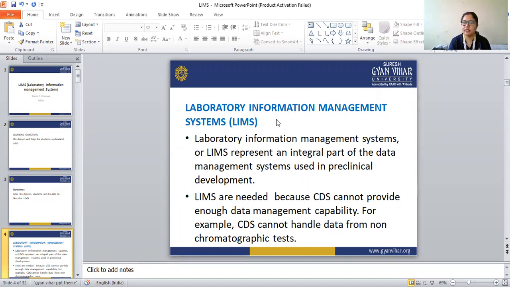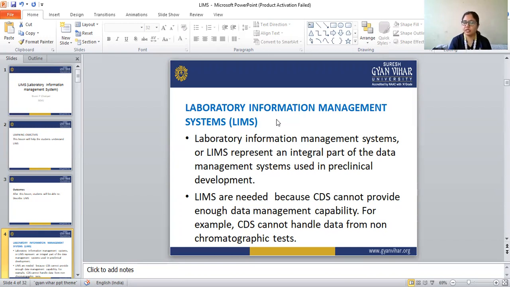So LIMS are needed because CDS cannot provide enough data management capability. For example, CDS cannot handle data from non-chromatographic tests. The CDS only handles chromatographic tests. Because of this reason, LIMS is more important than the CDS. In every department of preclinical development, LIMS is a must, and CDS is a must in chromatographic analysis only.